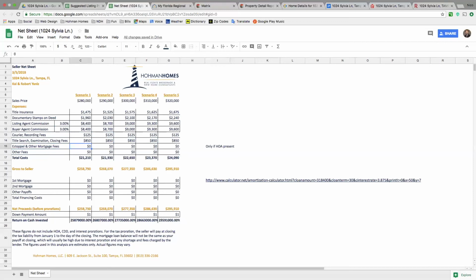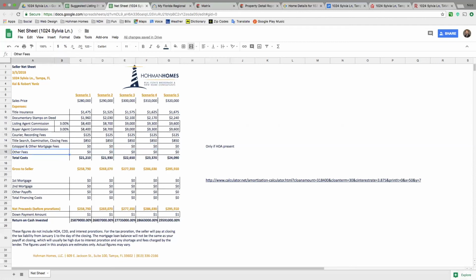So your estoppel fees, as you'll note here, are only if an HOA is present. An estoppel fee is required by an HOA when you're selling a home to order a clean financial bill for that particular home in that particular HOA. And if this home was in an HOA, the maximum that an HOA can charge is $250. So let's assume there was an HOA. We would have to pay an additional $250 as a seller expense. Now, since that isn't the case, we can get rid of that.